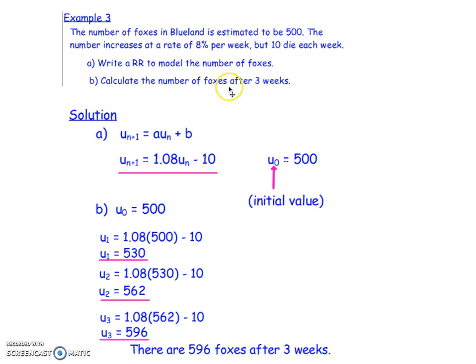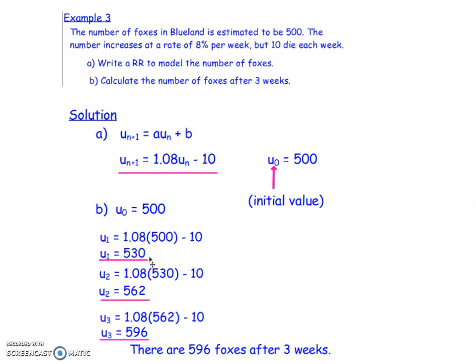Now let's look at part B. We're going to calculate the number of foxes after 3 weeks. So we've got an initial value of 500, and to find out how many foxes there are after 1 week, we can substitute 500 into this formula here. So it's going to be 1.08 multiplied by 500, subtract 10. And when we do that, it gives me 530.